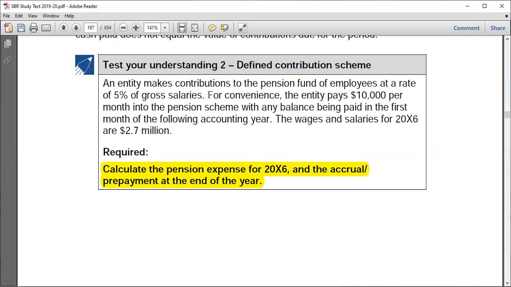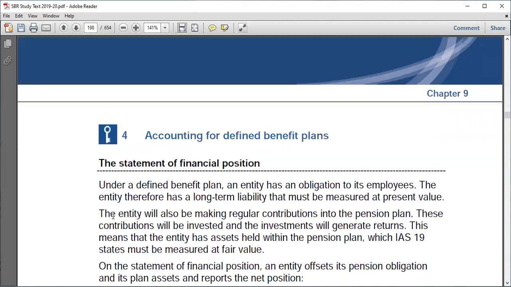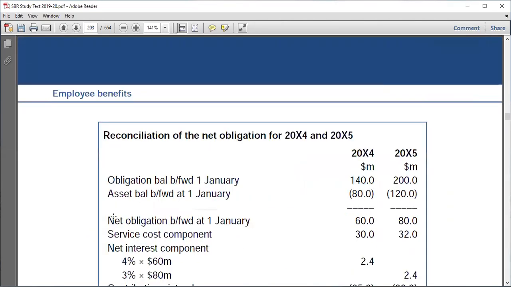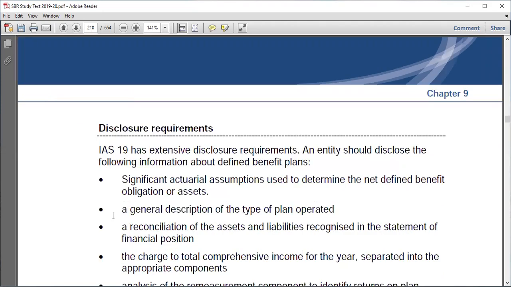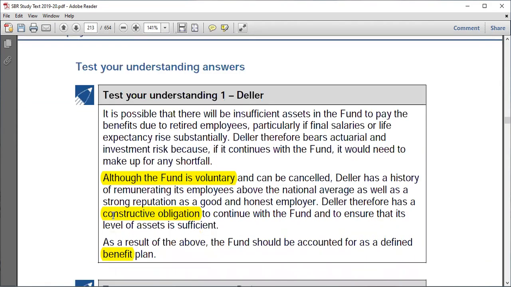But also you're told that for convenience, the entity pays 10,000 per month into the pension scheme, with any balance being paid in the first month of the following accounting year. So, now this question is much clearer. We are told that 10,000 is paid per month. Now, for the entire year, it will be 10,000 times 12, right? And then 120 would have been paid by the end of the year. Let's go and take a look at this. Where is number 2, right? Yes, here.